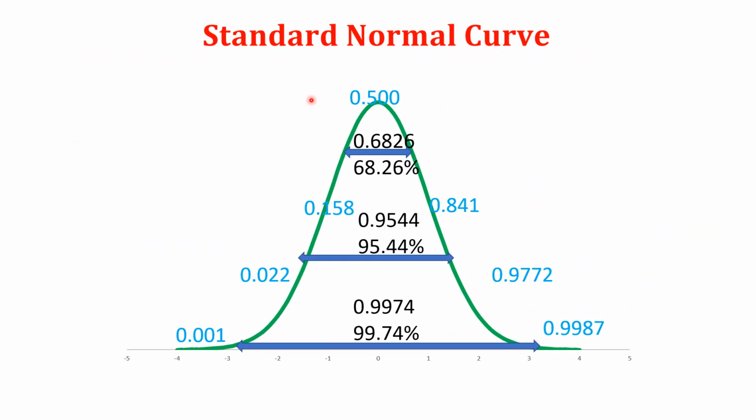This is the area under the curve, that is, the normal standard curve and the Z distribution curve. For three standard deviations, 99.74 percent area is covered. For two standard deviations, 95.44 percent area is there. For one standard deviation, 68.26 percent area is covered.